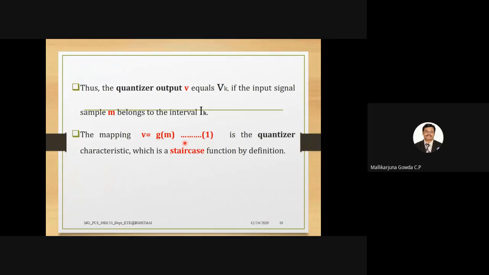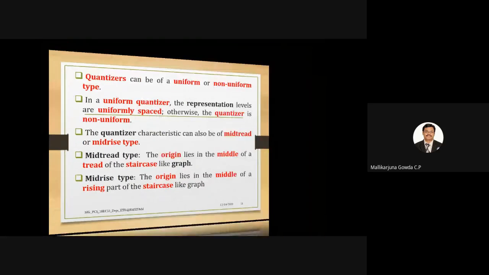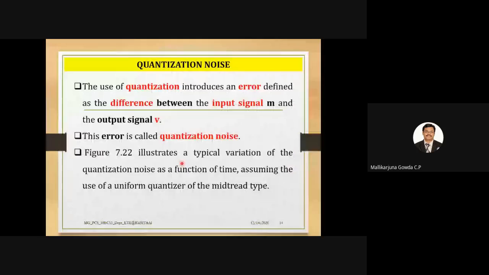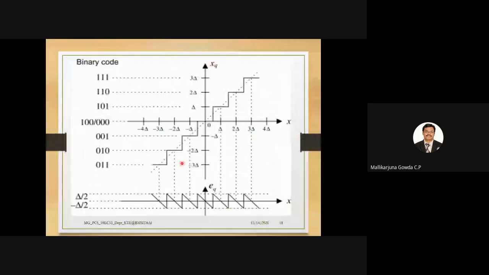This is the quantizer characteristic, which is usually a staircase function by definition. I will show that with an example. Before I go to the types of quantizers, let me show that representation, then only you will be able to appreciate this. This also deals with error and all.